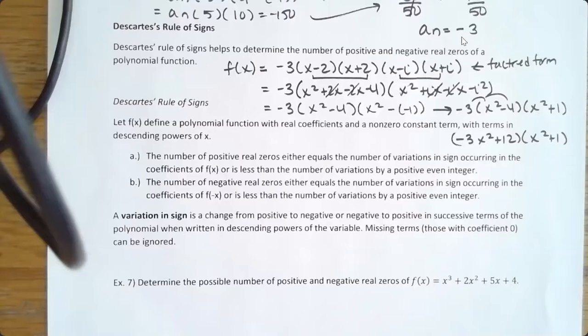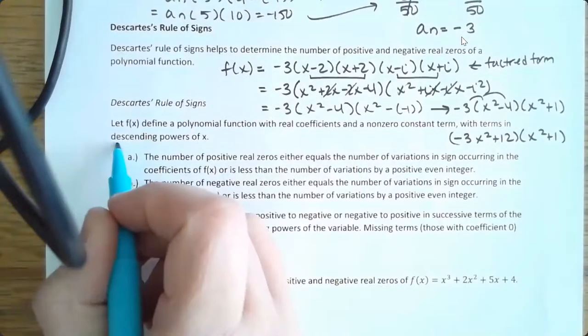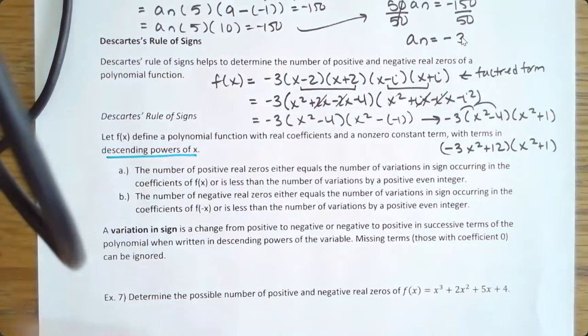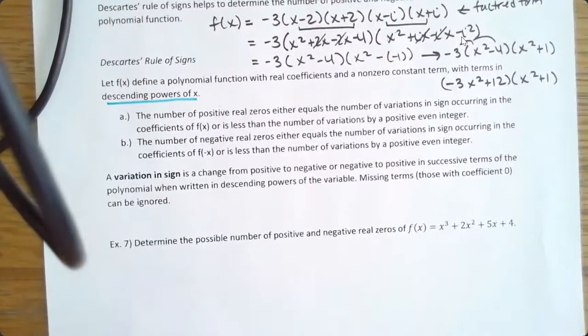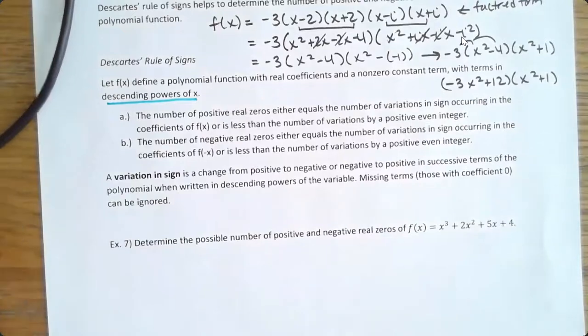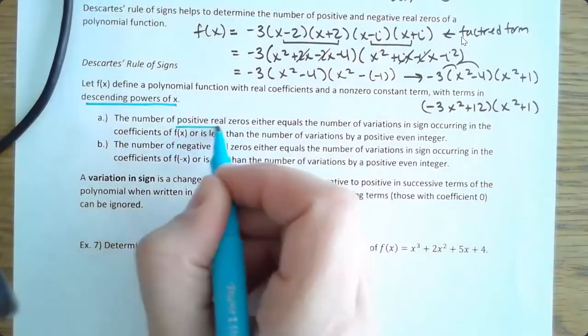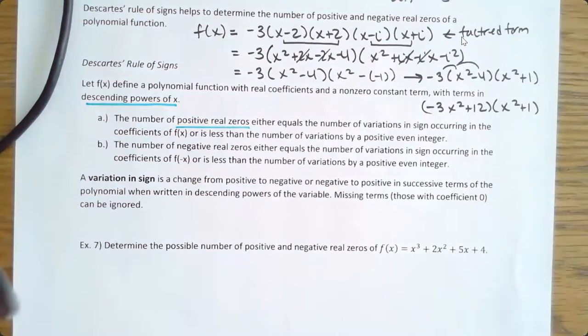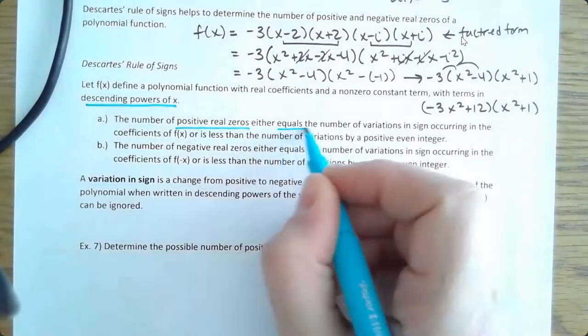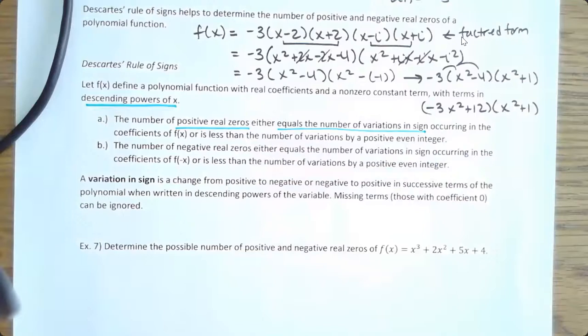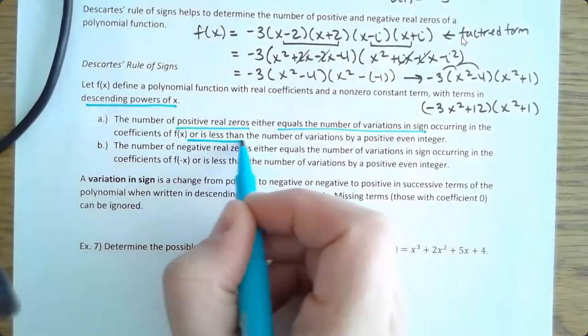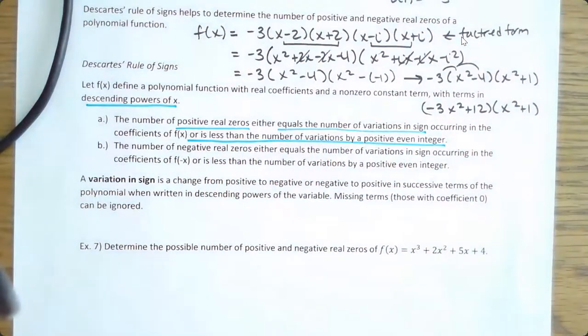So let f of x be a polynomial function with real coefficients and a non-zero constant term. And the key here is that your terms are in descending powers. So just like for most of our things, we like to have our polynomials with those decreasing or descending powers. So what it says is the following: the number of positive real zeros either equals the number of variations in sign or is less than the number of variations by a positive even integer.